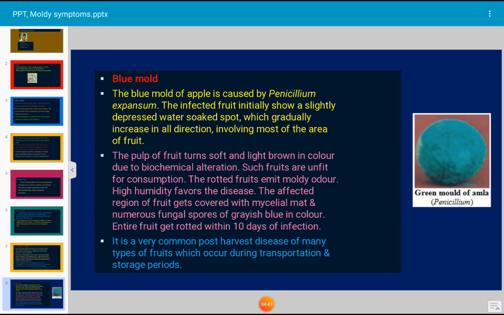The rotted fruits emit a moldy odor. High humidity favors the disease. The affected region of the fruit gets covered with a mycelial mat and numerous fungal spores, grayish blue in color. The entire fruit gets rotted within 10 days of the infection. It is a very common post-harvest disease of many types of fruits which occurs during transportation and storage period. This is the description of the mold type of symptom which is caused by pathogenic organisms. And there are different types of molds; blue mold, grey mold, and white mold have been discussed here.